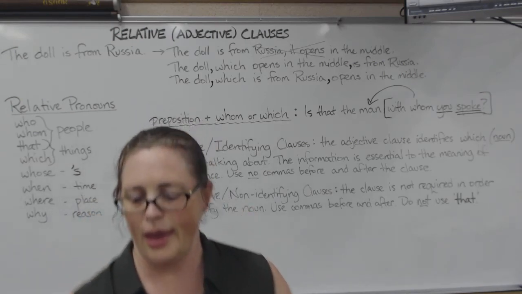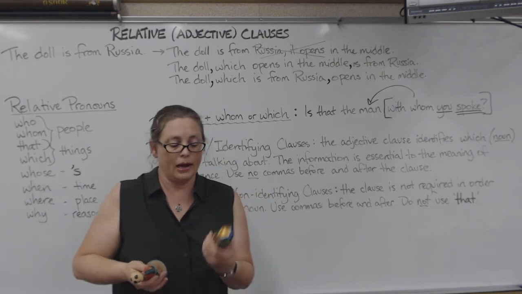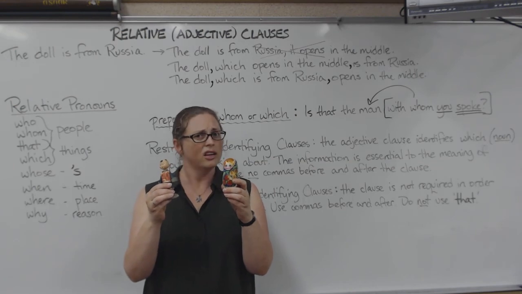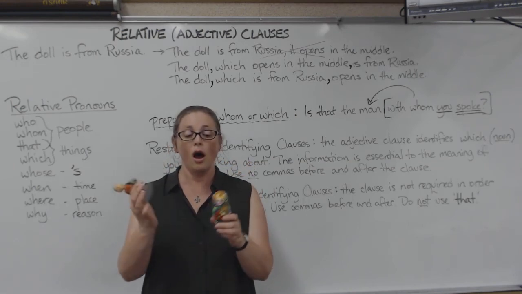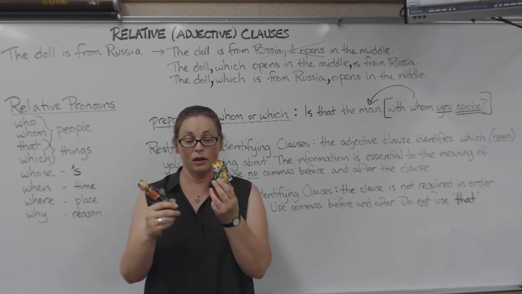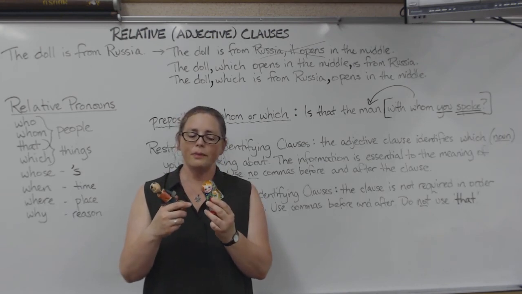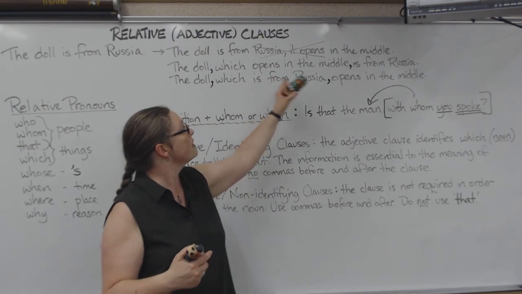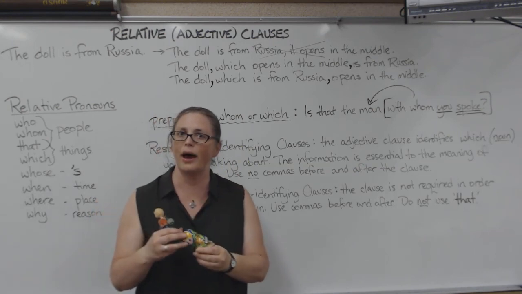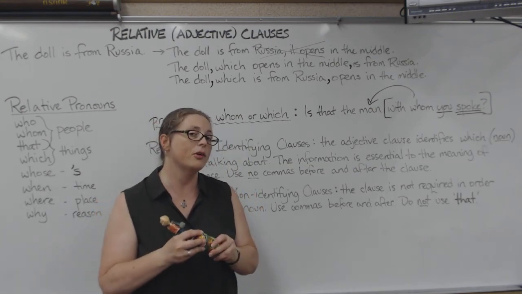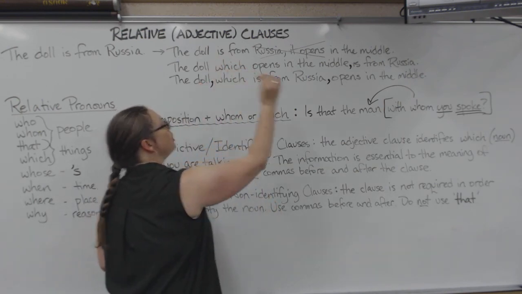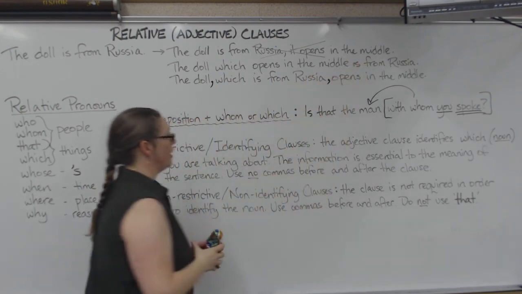However, if I have two dolls and I say the doll is from Russia, you're going to say, which doll? You've got two dolls. Oh, yeah, that's right. So the doll which opens in the middle is from Russia. I'm giving you the information that it opens in the middle to identify which doll I'm telling you about. If this information identifies the noun, you need to take out the commas.